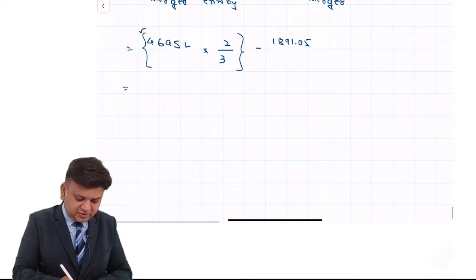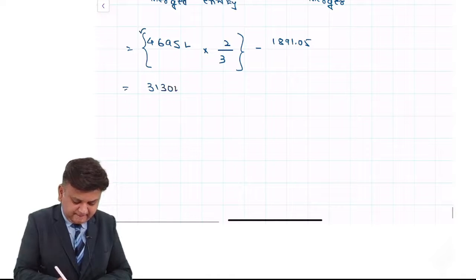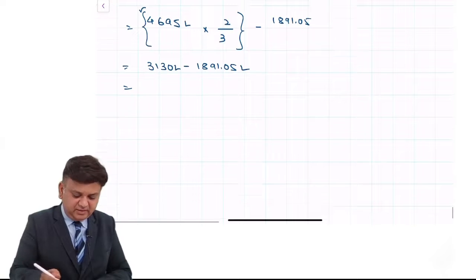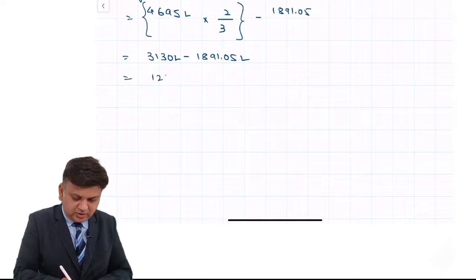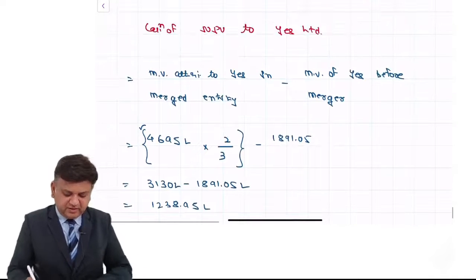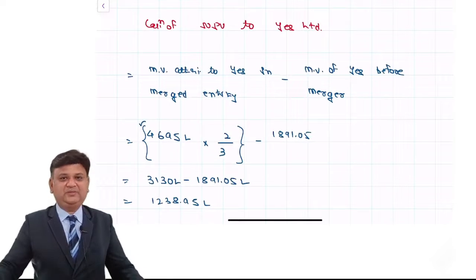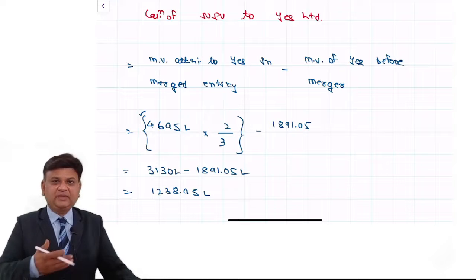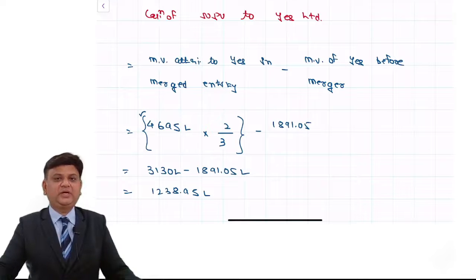So the answer of this component is 3130 lakhs minus 1891.05 lakhs. With that, we can compute the answer as 1238.95 lakhs. This is the way we are required to compute NPV to Yes Limited. So this is the way the NPV to Yes Limited is calculated for the purpose of the answer. The question does not provide adequate information with which we can compute the answer for No Limited.